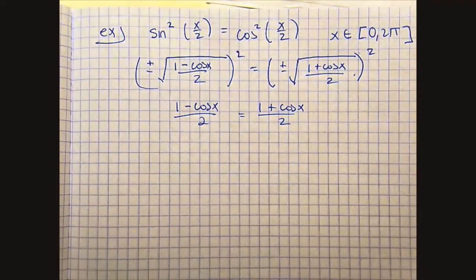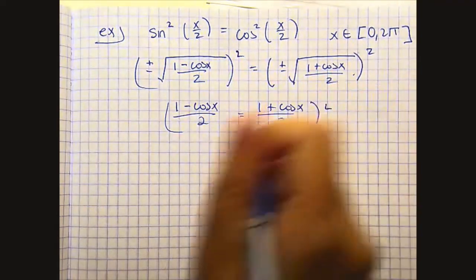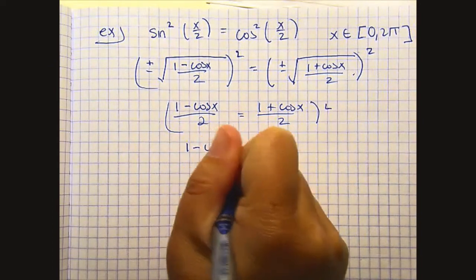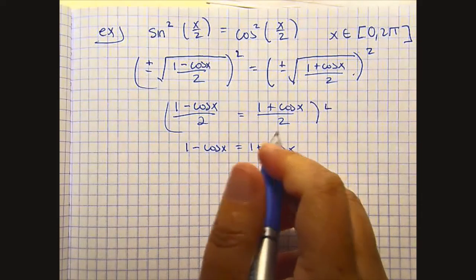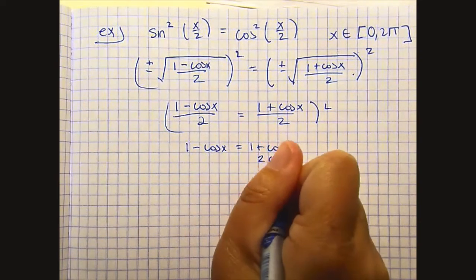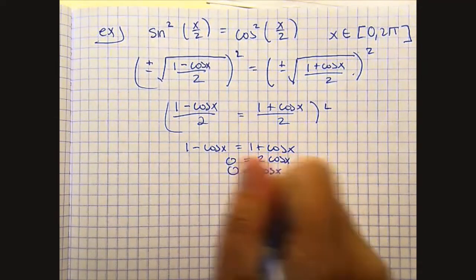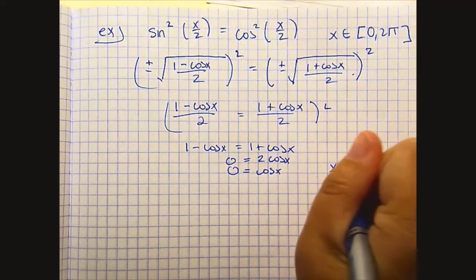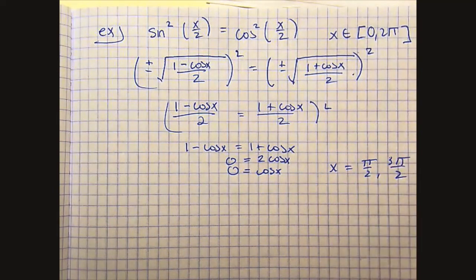And so now we want to solve for x. I'm going to multiply the entire equation by 2. And we get 1 minus cosine x equals 1 plus cosine x. Set them equal to each other. Add cosine. I get 2 cosine x equals 0. So where does cosine of x equal 0? Oh. X is pi over 2 and 3 pi over 2. So not too bad. But it can be mathy, and there are more fractions.